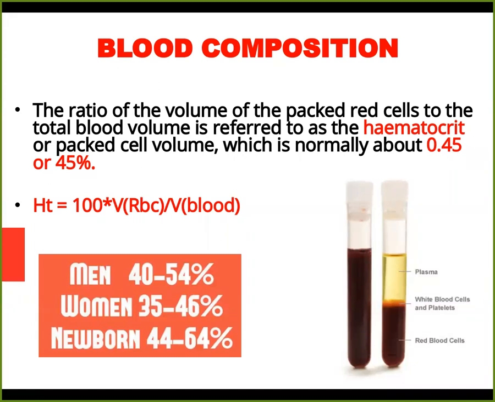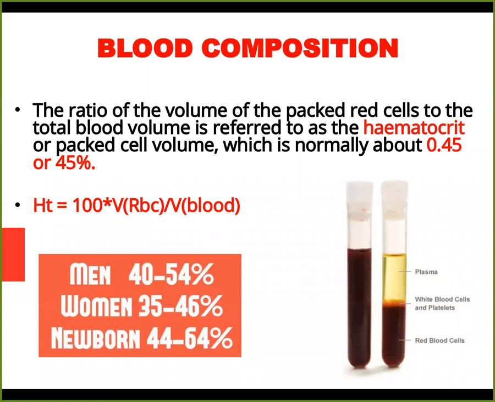The proportion between formed elements and plasma is quite important for normal activity, for normal realization of all functions of blood. The percentage of formed elements in our blood is named hematocrit, and usually on average it's about 45%, but you may find on this slide that normal values depend on age and depend on gender.